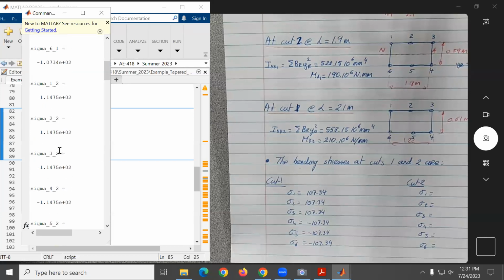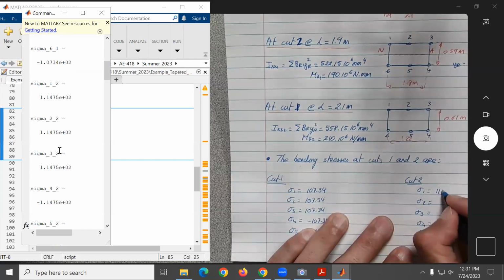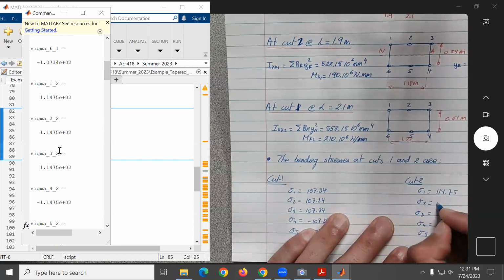114.75, there's going to be 114.75, negative 114.75, negative 114.75, negative 114.75.